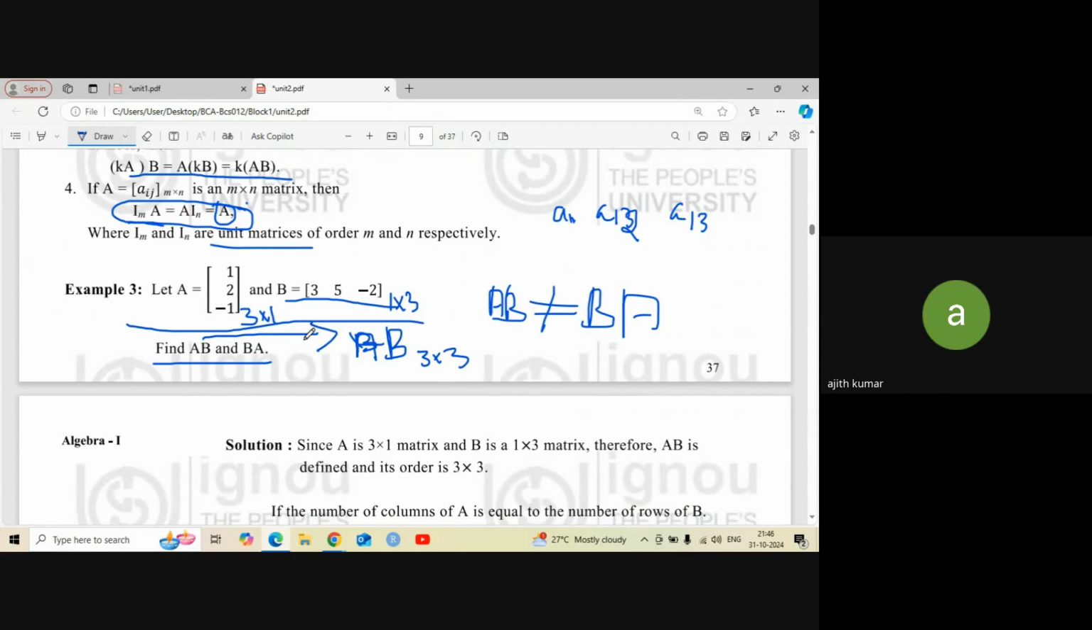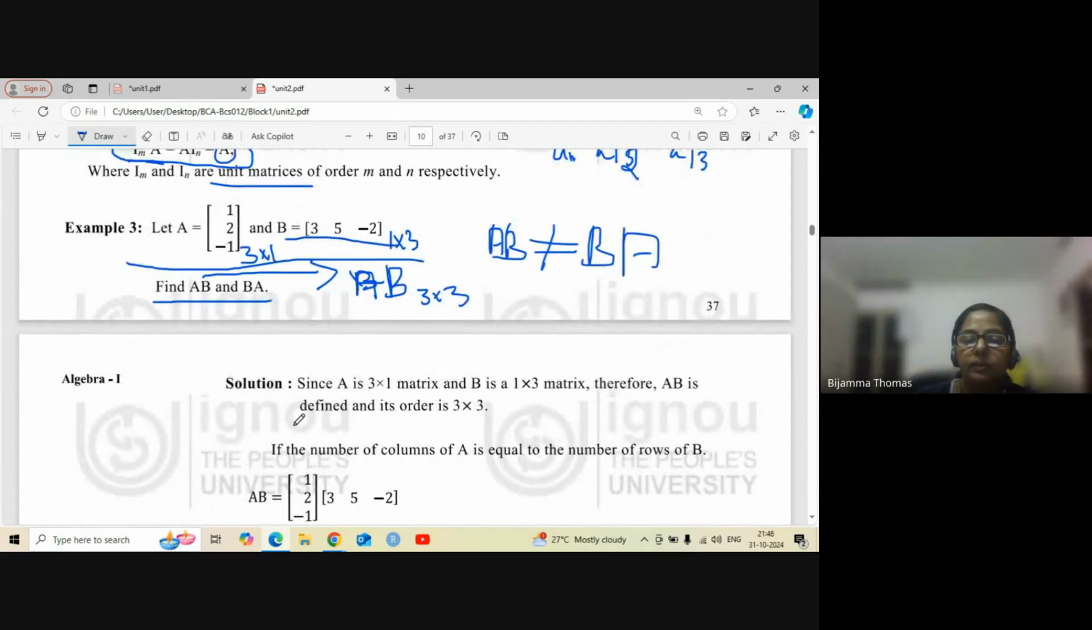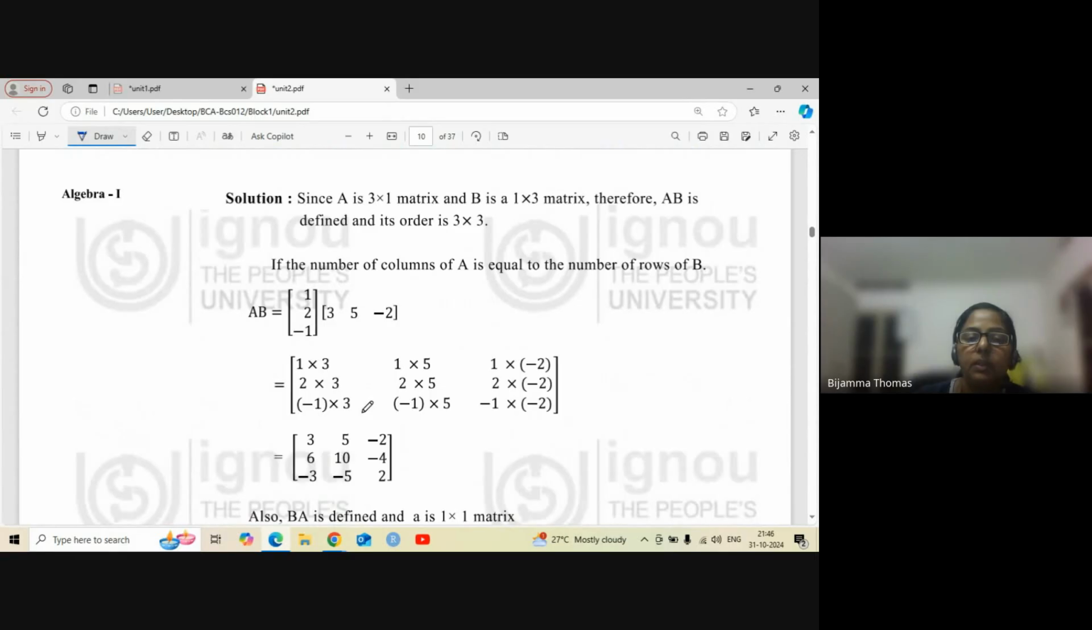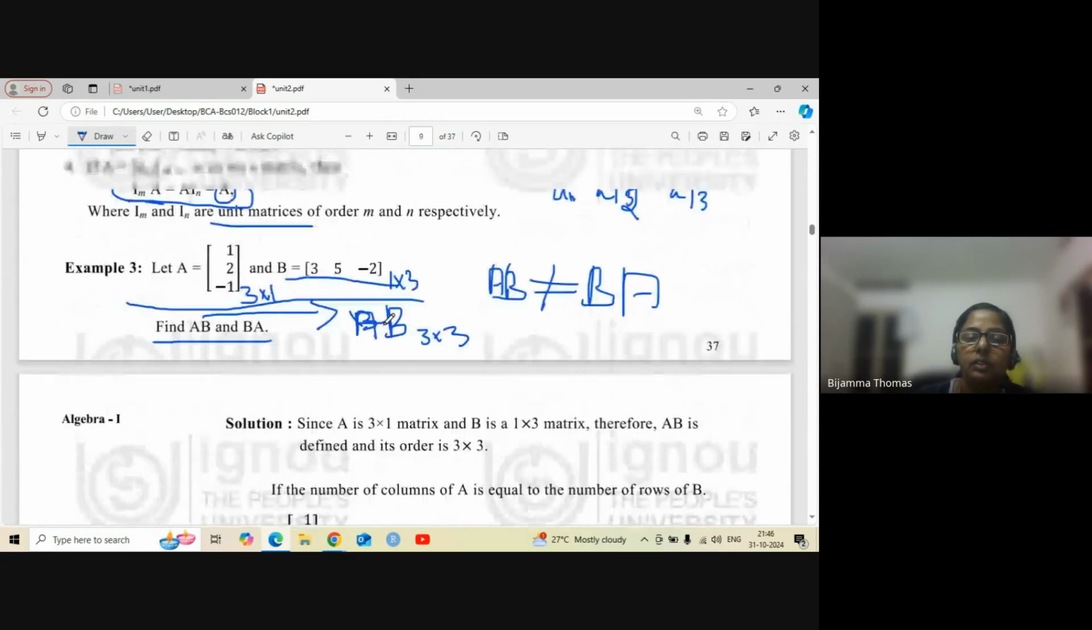So you identify the first one, AB matrix. Identify the first matrix AB. See, first row into first column ചെയ്തിട്ട് നമുക്ക് ചെക്ക് ചെയ്യാം.